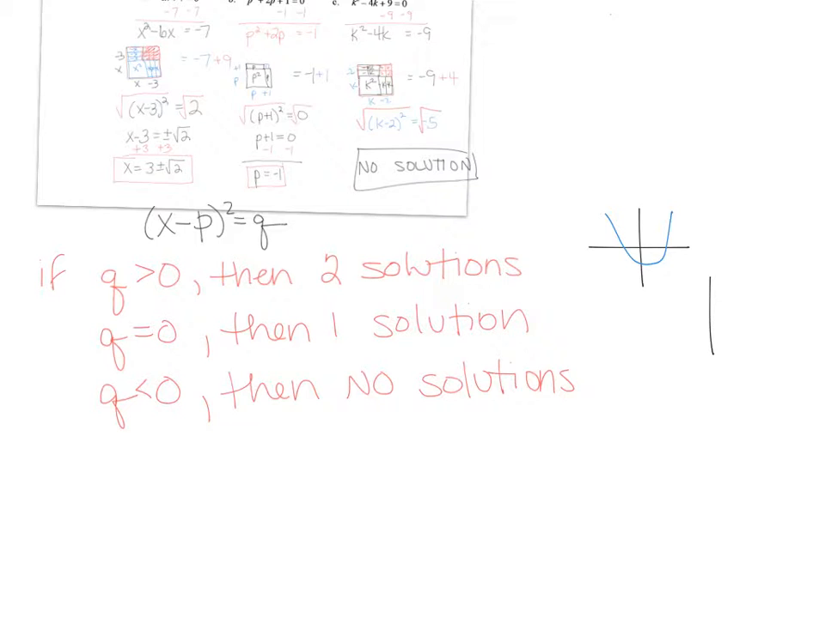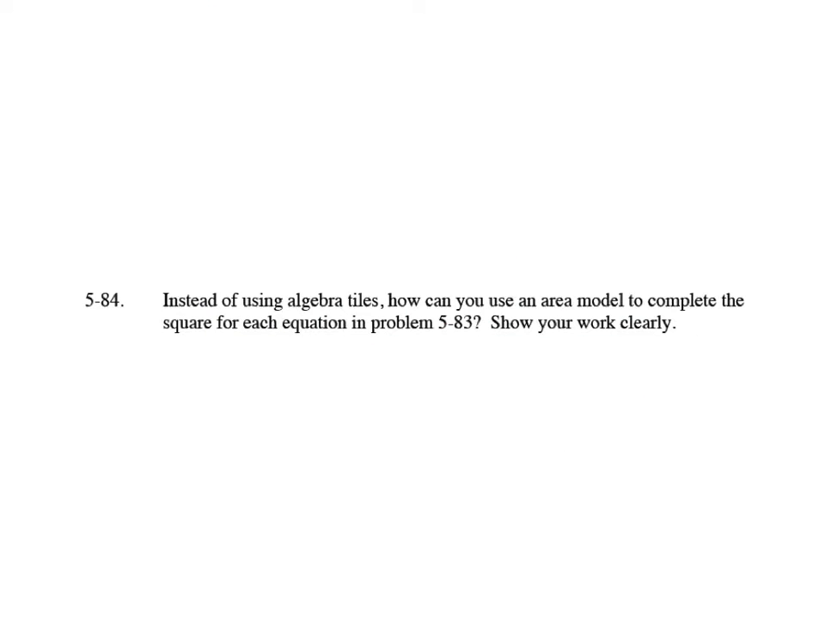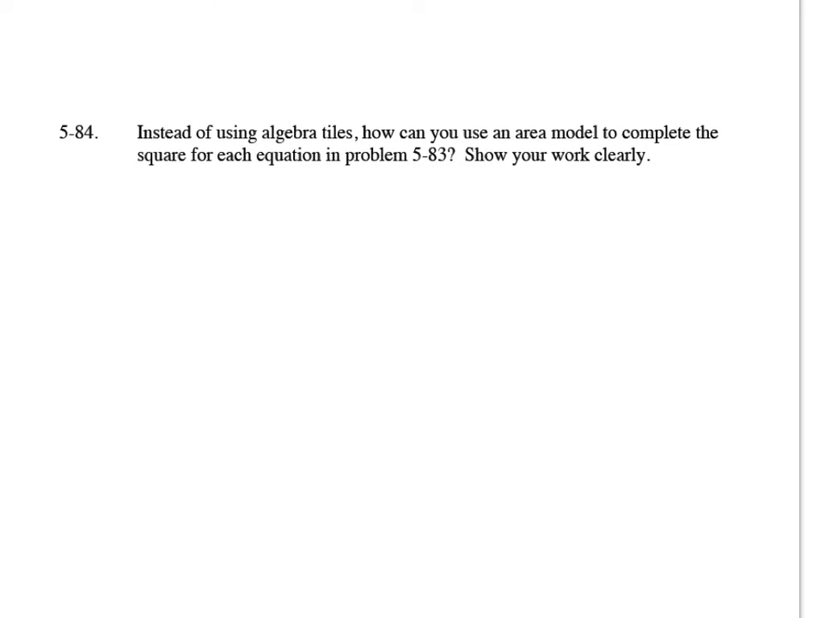If it has one solution, that means it's going to just touch one time. Oops, I didn't touch. Pretend I touched there. And then if it has no solutions, it's not going to touch at all. So you can see how that happens with quadratic equations when you have the graphs.